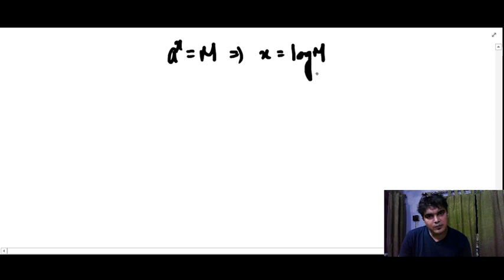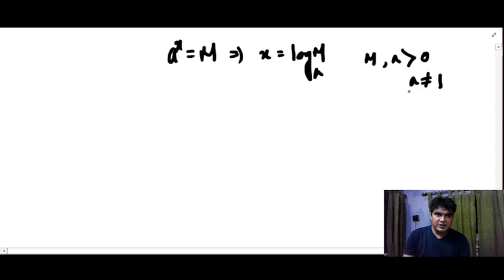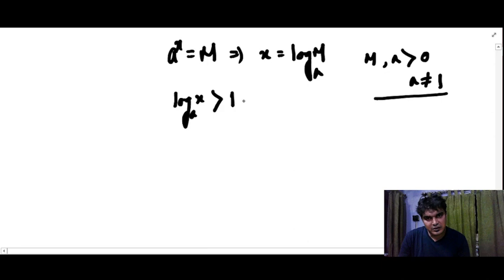We already know that if a to the power x equals m, then x equals log m base a. Here the values of m and a are greater than 0, and a cannot be equal to 1. So this is the main condition of logarithm. Along with that, if log a base x is greater than log a base y, it implies x is greater than y.